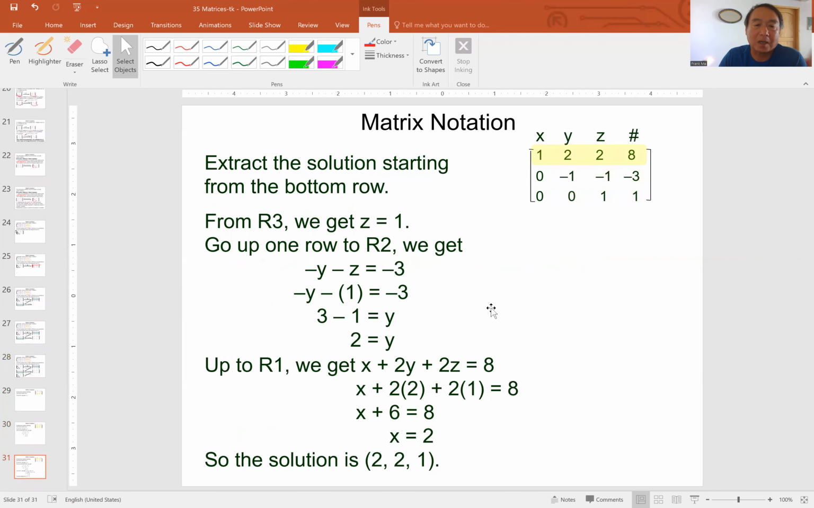I can get z, I can get y, I can get x. Then the problem is done. Okay, and that's the matrix method.